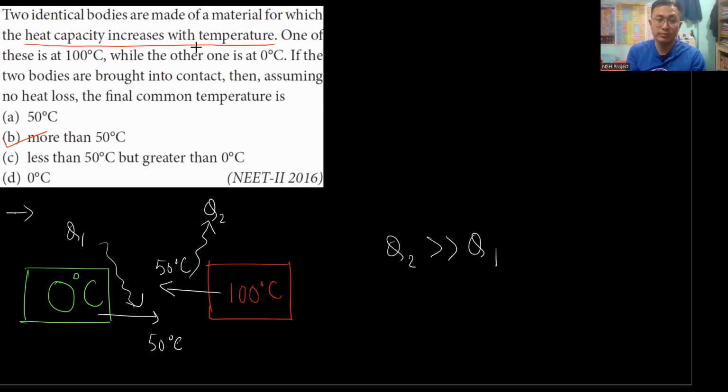Okay, now the question: two identical bodies are made of a material for which the heat capacity increases with temperature. Two identical bodies are brought in contact, one at 100 degrees Celsius and the other at 0 degrees Celsius. Then what will be their final common temperature? It is 50, very good.